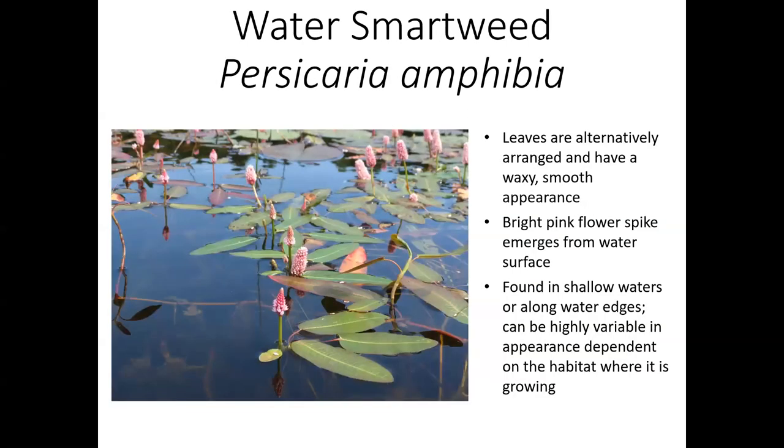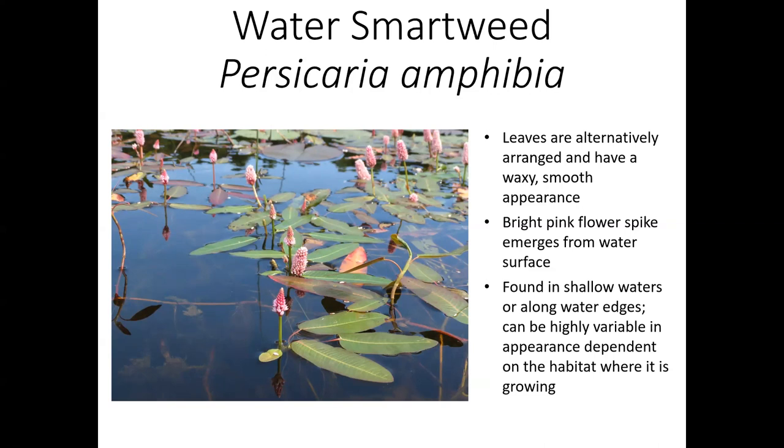And then finally, we have our water smartweed. This used to be in the Polygonum genus, and it's now in the Persicaria. It'll probably go back to something else in the near future. This is a taxonomically challenging genus. There are numerous terrestrial smartweeds, and this is a species that really can get its feet wet. Oftentimes it's found in shallow waters or along water edges. And really it can be highly variable in how it looks, dependent on if it's high and dry or if it's maybe growing out to a few feet of water.